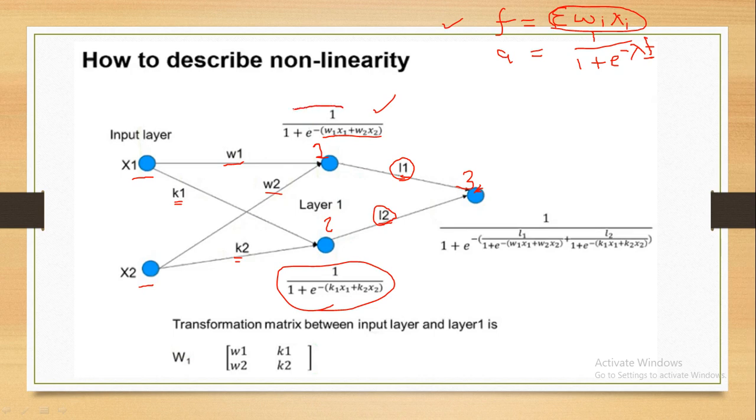And what about this one? This is the input value for the third neuron. So when you do the mathematical task, this will be the final value for the third neuron: 1 upon 1 plus e raised to minus (L1 upon 1 plus e raised to minus (w1 x1 plus w2 x2) plus L2 upon 1 plus e raised to minus (k1 x1 plus k2 x2)). So guys, we have still considered lambda as 1. If lambda is 10, 5 or 3, then this will be quite complicated.